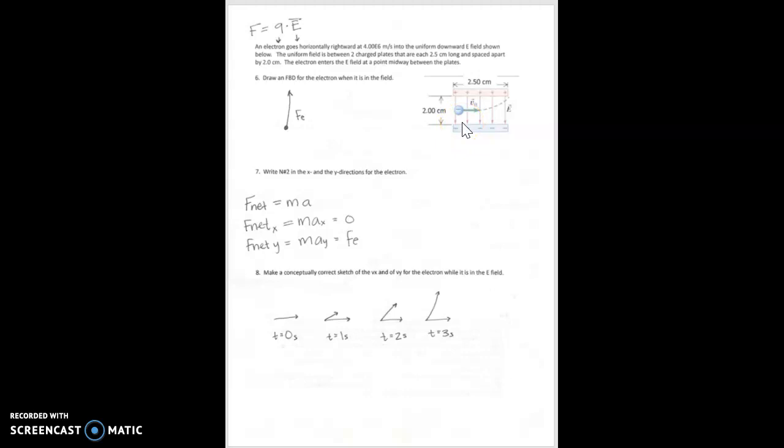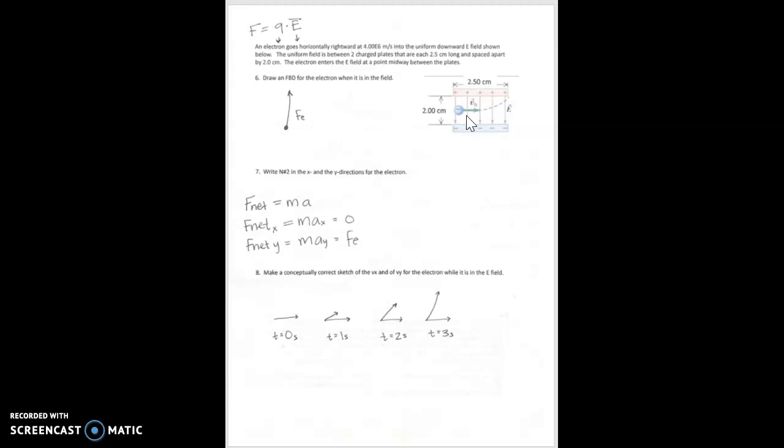Opposites attract and like charges resist, or whatever the word is, I forget. And so because of that, the electric field will be forcing the electron up. So yeah, the forces are up.